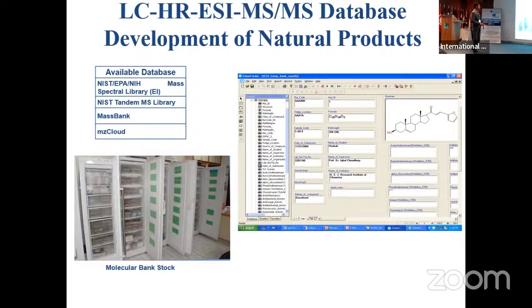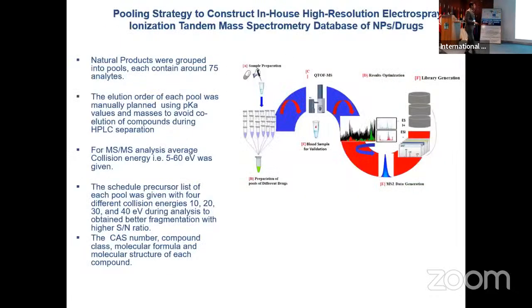an electron ionization database library for our own purpose or for commercial application, right? And if you look at the entry of our molecular bank, it is quite comprehensive. We have all the information: where it was isolated from, what its mass is, what the purity is, so everything is there. So for development of such a database, especially with thousands of compounds, you need to have a smart strategy. You cannot run thousands of compounds alone.